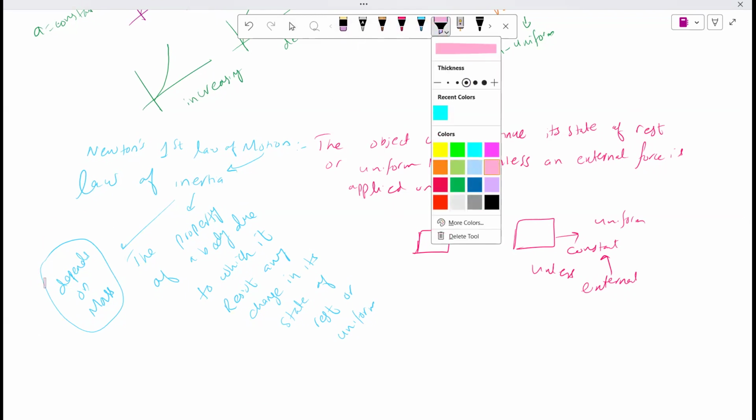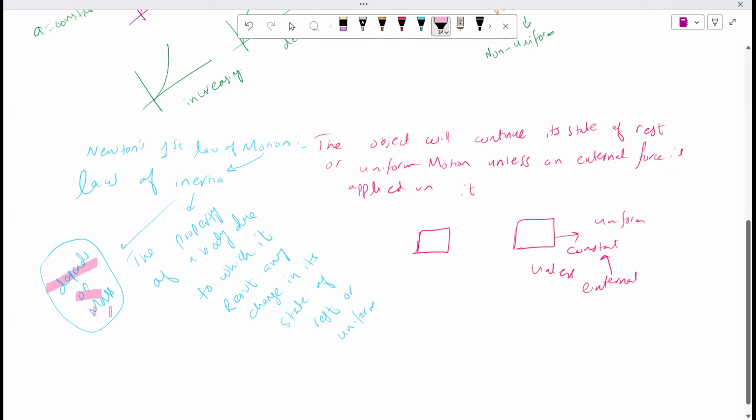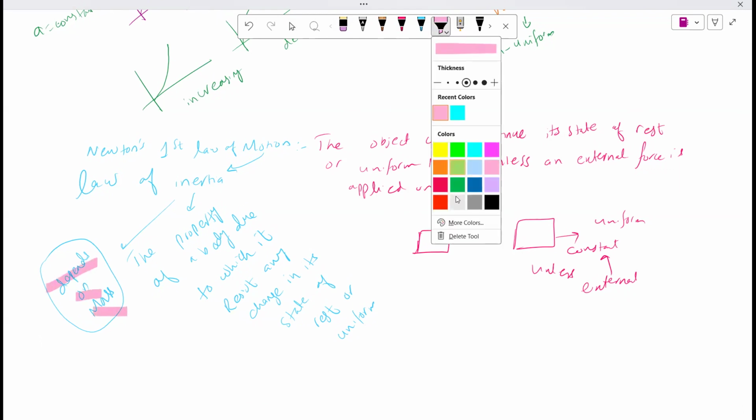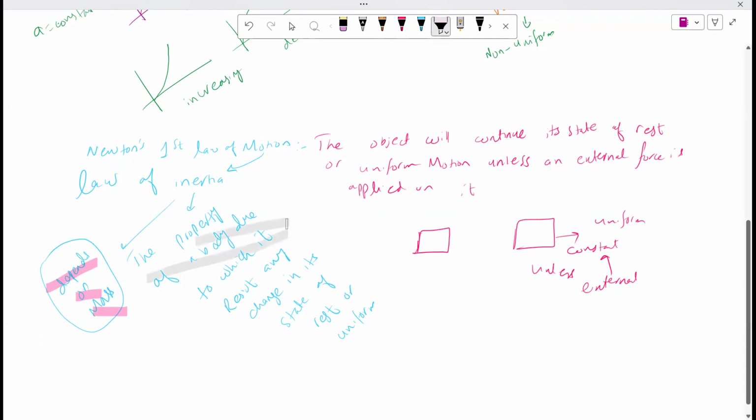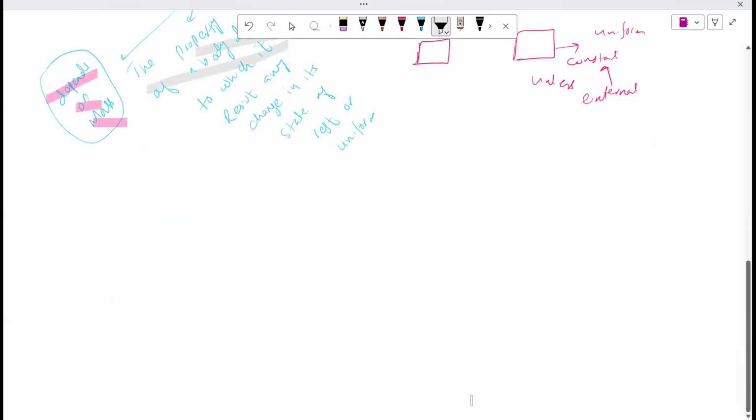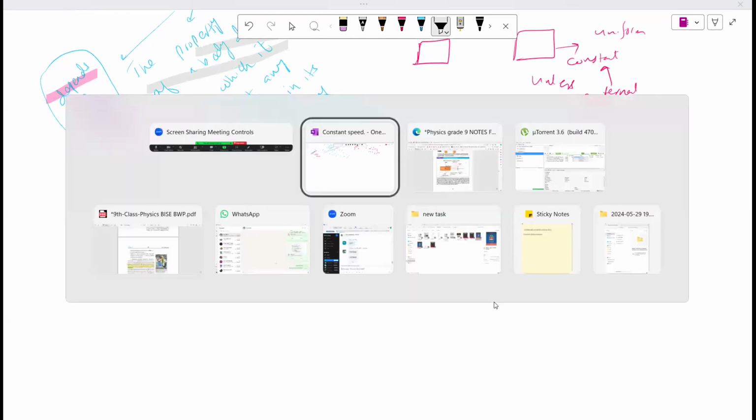Yeah. Why is the color so dark? Even this is dark. Anyhow, let's see what's written in the book. Is my screen shared to you guys? Yes. Okay, that's fine.